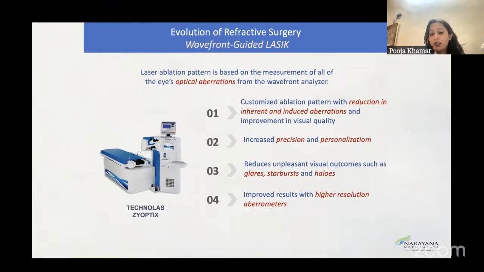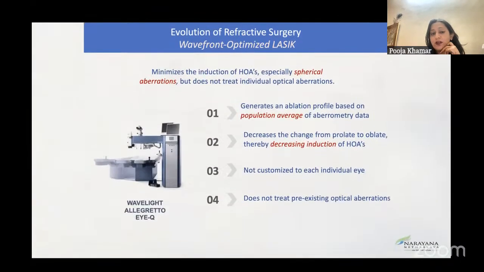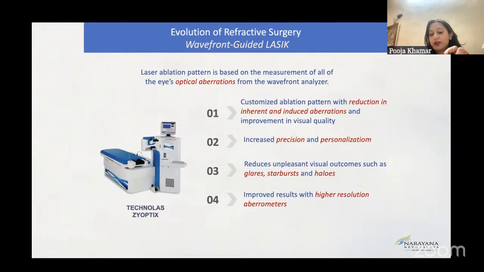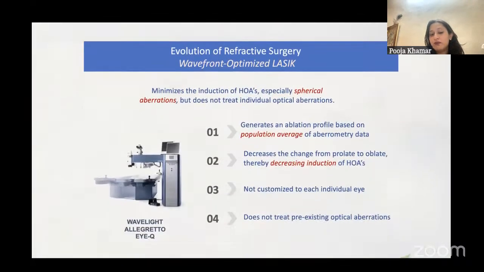So wavefront guided treatments take care of the aberrations of the entire eye, inherent and induced, and correct the entire thing, which of course has increased precision and personalization, and it reduces glare, starburst, and halos, with improved results in high resolution aberrometers. However, it does have a small challenge with the pupil, especially Indians having a smaller pupil size. We do have to be a little bit more vigilant in how we choose wavefront guided LASIK. I'll come to the details of each, but I'm just giving an overview in the beginning.